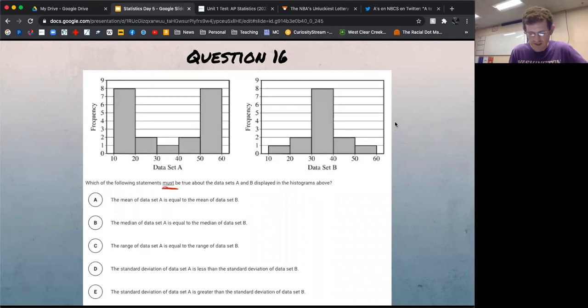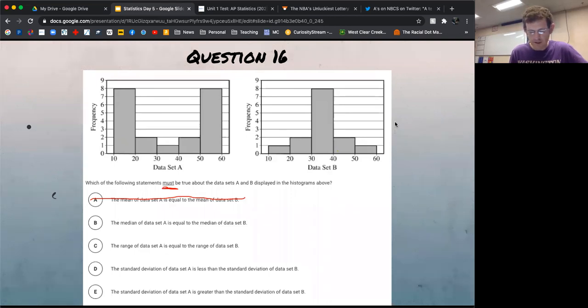The mean of data set A is equal to the mean of data set B. It very well could be, but these are bins of data and we don't know the exact data points. So I would say, please stop annotating on the page. I would say that doesn't have to be true.